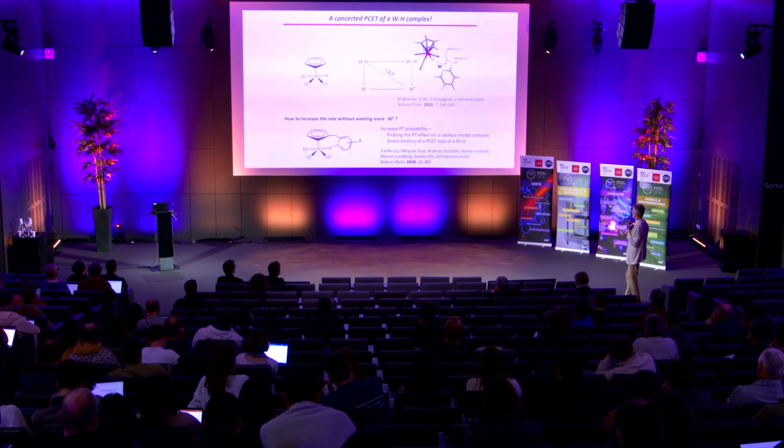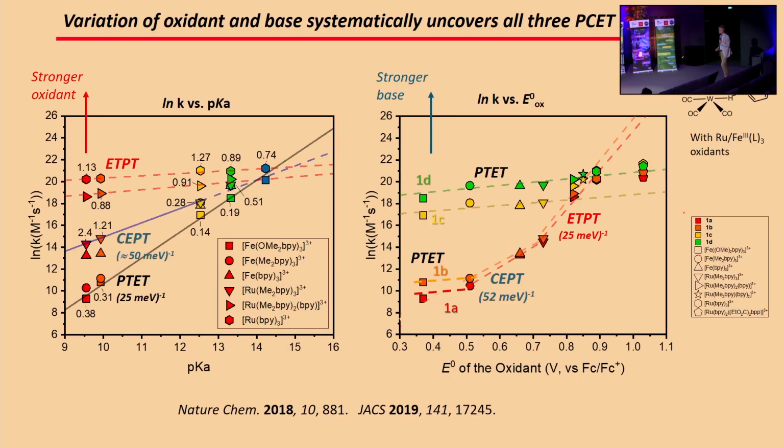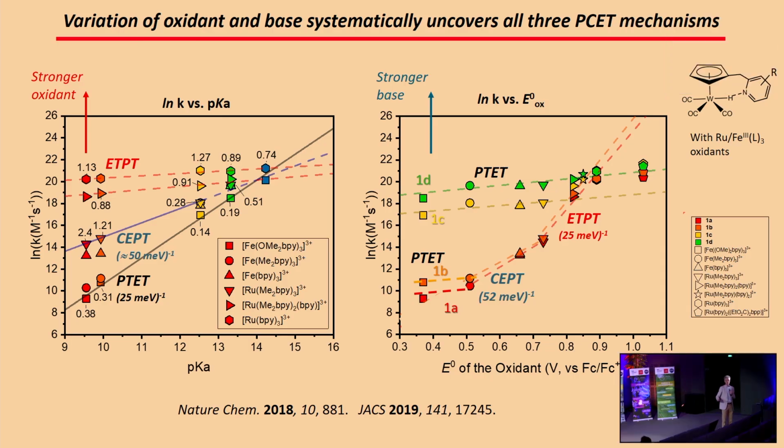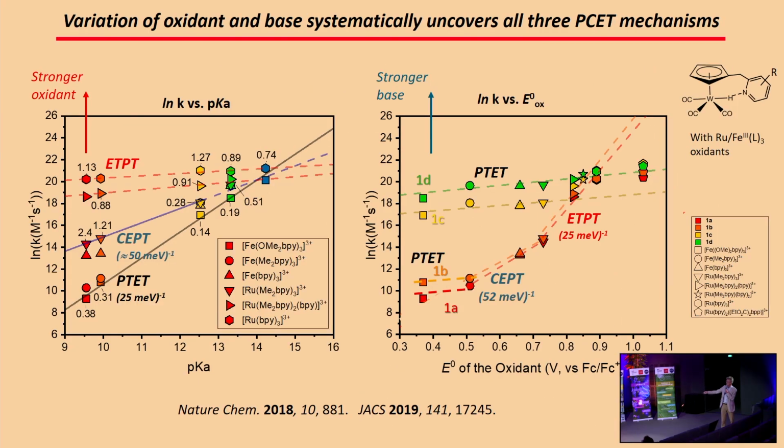How can we increase the rate? The rates were not that impressive. Well, without wasting more free energy, we made linked compounds instead to increase the proton tunneling probability. And in some comparisons, we could actually get more than 1,000-fold higher rates. And I'm not going to test you on all the numbers here, but this just basically shows you that the different slopes show that you have different mechanisms, going from proton transfer first to concerted to electron transfer first as we increase the strength of the oxidant.